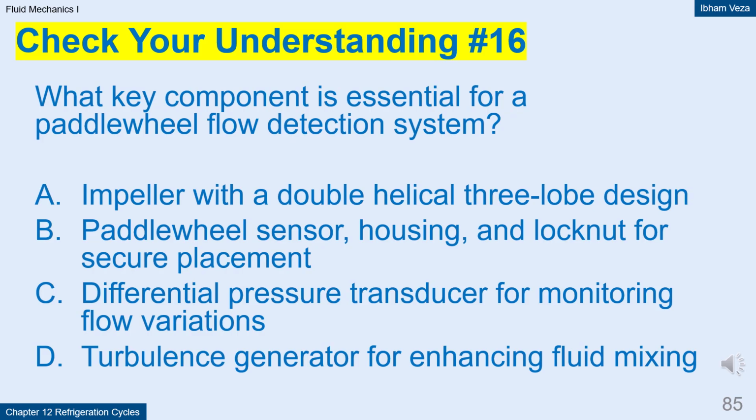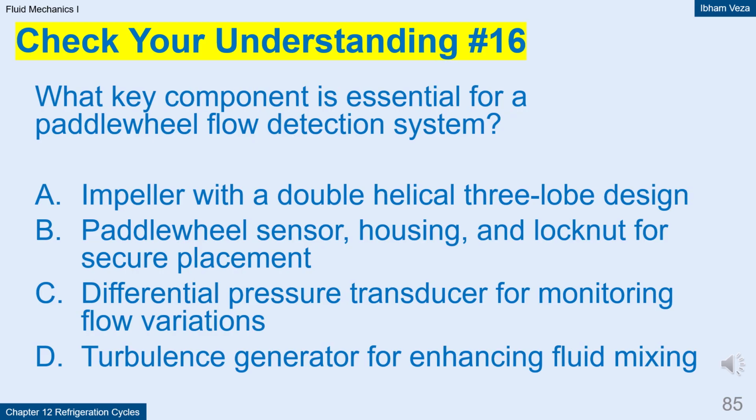Check your understanding number 16. What key component is essential for a paddle wheel flow detection system? B. Paddle wheel sensor, housing, and lock nut for secure placement.